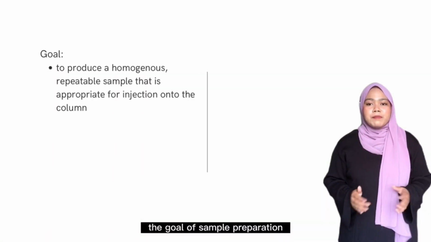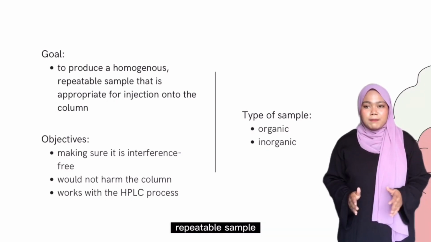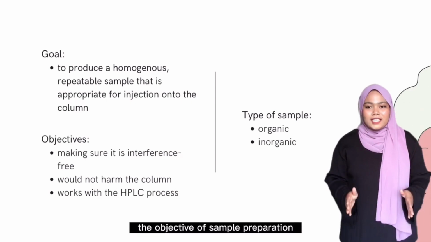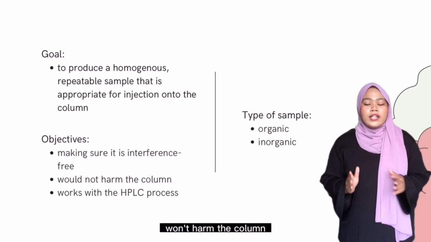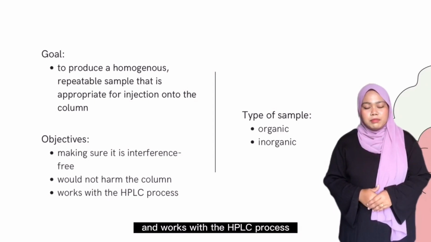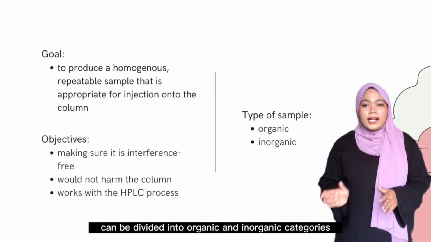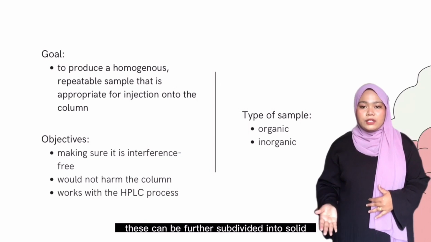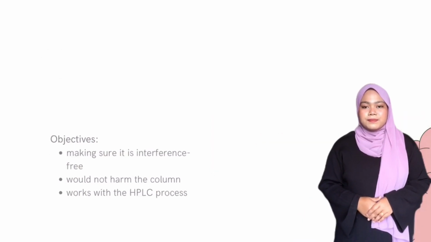The goal of sample preparation in HPLC analysis is to produce a homogeneous, repeatable sample that is appropriate for injection onto the column. The objectives of sample preparation include making sure it is interference-free, won't harm the column, and works with the HPLC process. The type of sample can be divided into organic and inorganic categories. These can be further subdivided into solid, liquid, gases, and semi-solid like gels or cream.